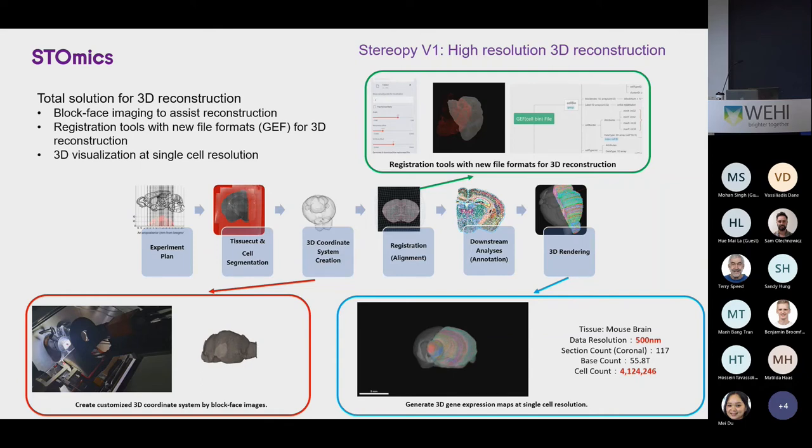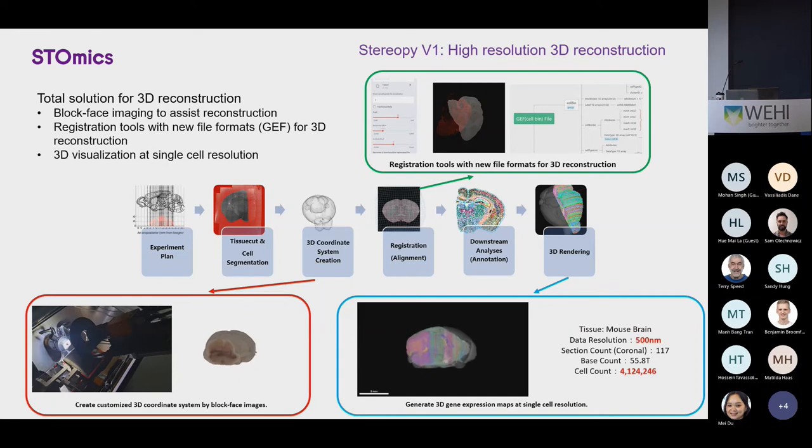So the way it works is that when you make the slice of the tissue, we take a thick picture of the block face, and then we have the software that will recreate the virtual image of the tissue that we're working with, and then also be able to assign all the Stereo-seq data to where it originally corresponded to in that three-dimensional reconstruction.